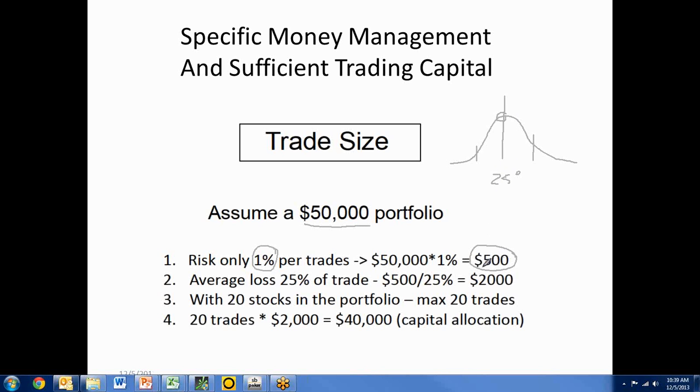So what I can do is say, well, I'm willing to lose $500 on any given trade. And if I divide that by the percent on average that I will lose if I do have a loser, that will give me $2,000. This is the trade amount that I'm willing to put on a trade.